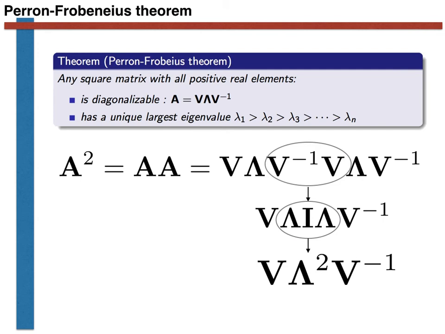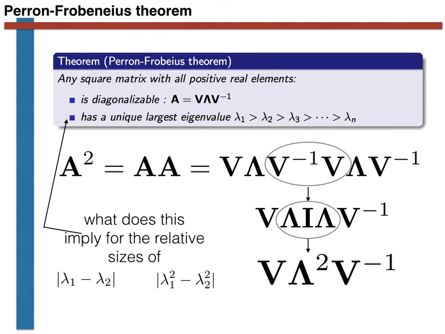We now need to consider the consequence of the second part of the Perron-Frobenius theorem, which tells us that the matrix capital A has a unique largest eigenvalue. Now suppose I take the difference between the largest eigenvalue, lambda 1, and the second largest eigenvalue, lambda 2. This will always be smaller than the difference between the square of the largest eigenvalue and the square of the second largest eigenvalue. If you are not convinced, just stick some numbers in there.